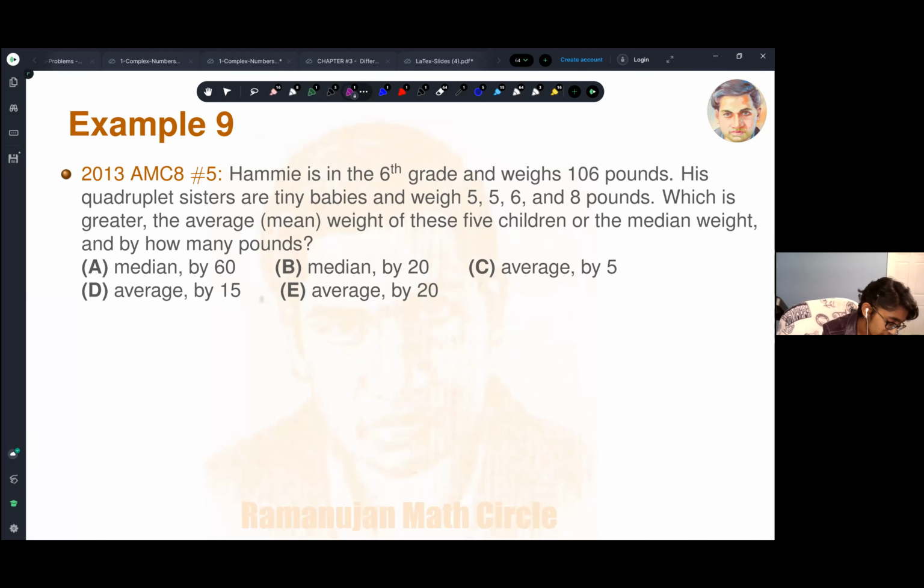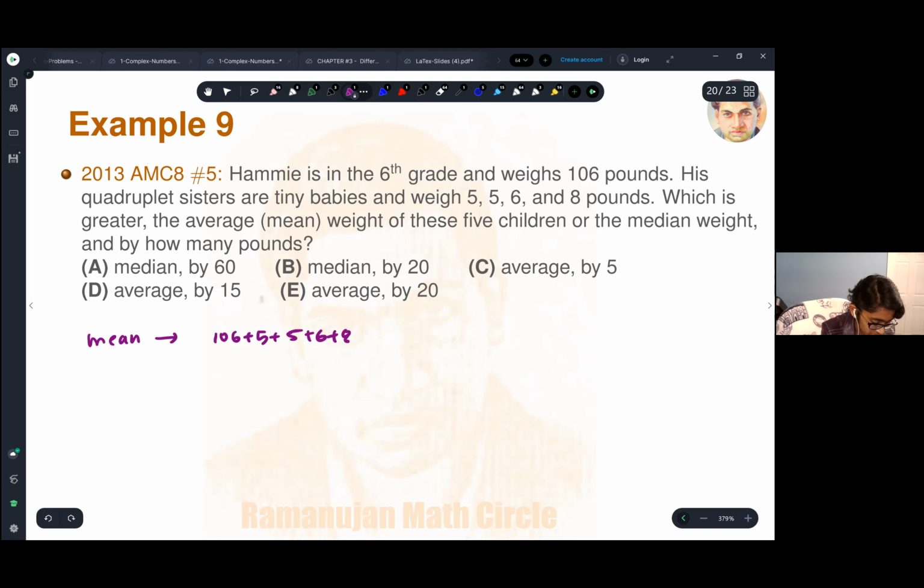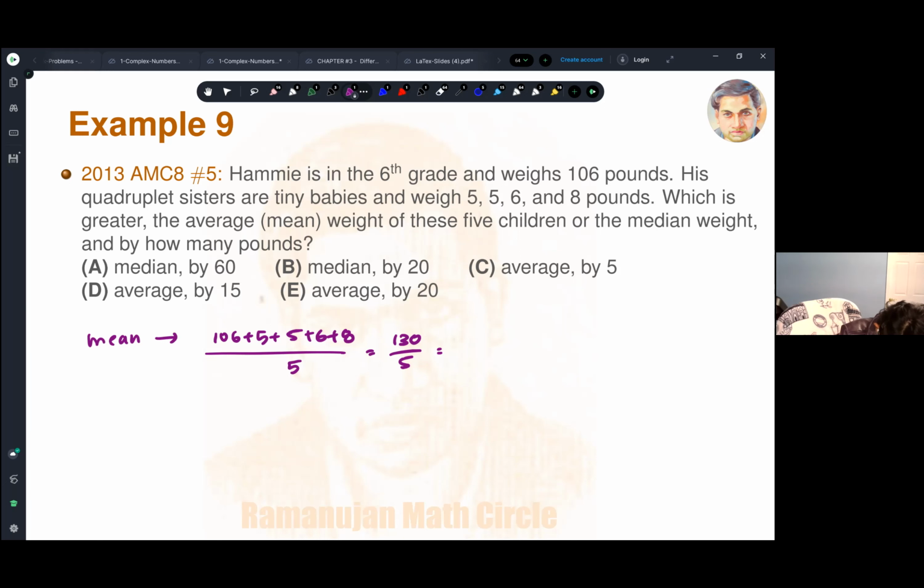Okay, so first of all, we're going to calculate the mean. The way that works is you sum it up and then divide by the total number of terms. There are 5 terms in this, so you divide by 5. If we sum this up, we get 130 over 5, and that is equal to 26.